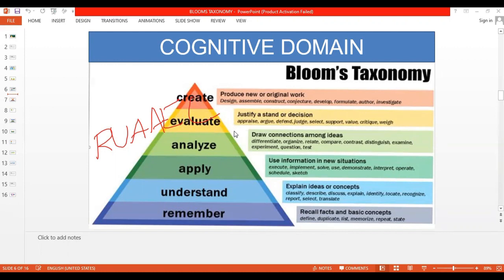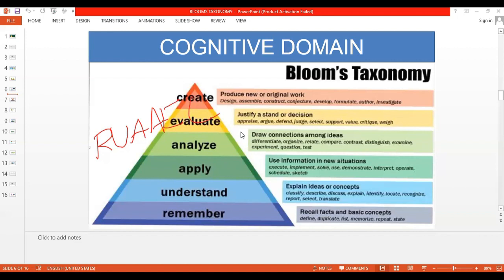After applying, analyzing. Here the attributes are differentiate, organize, relate, compare, contrast, distinguish, examine, experiment, question, test. Once the content is remembered, understood, and applied, the students now go to the complex level of analyzing between the content. They are able to differentiate and relate. After analyzing, the next level is evaluate.